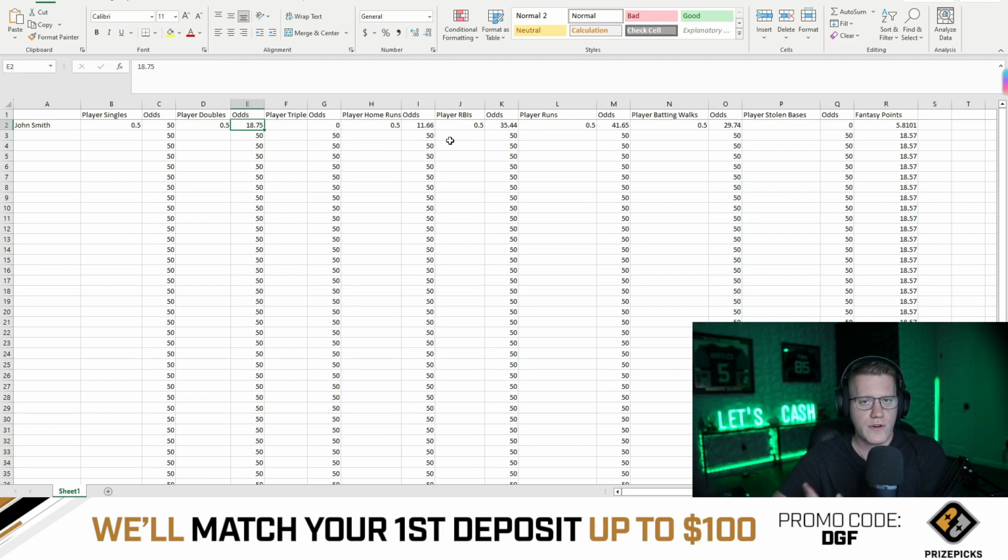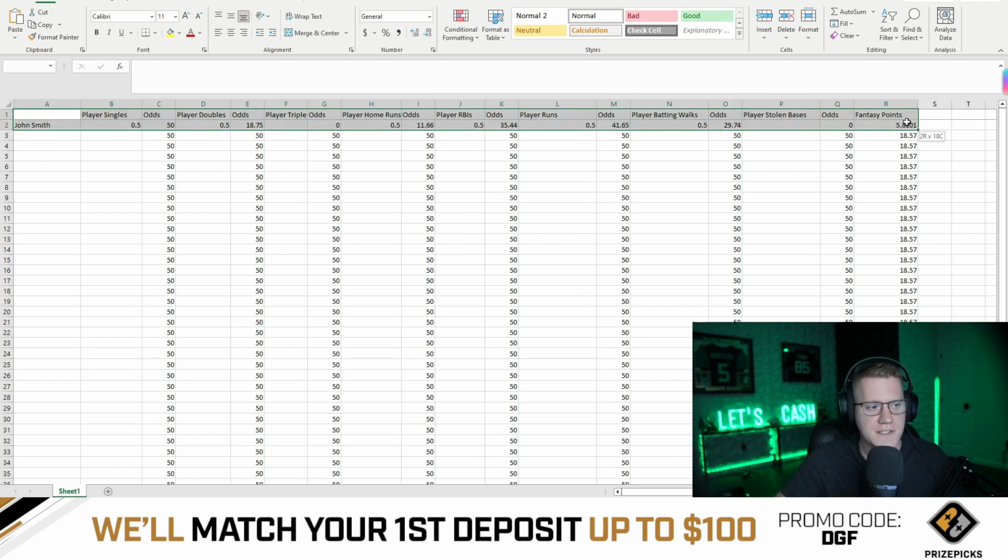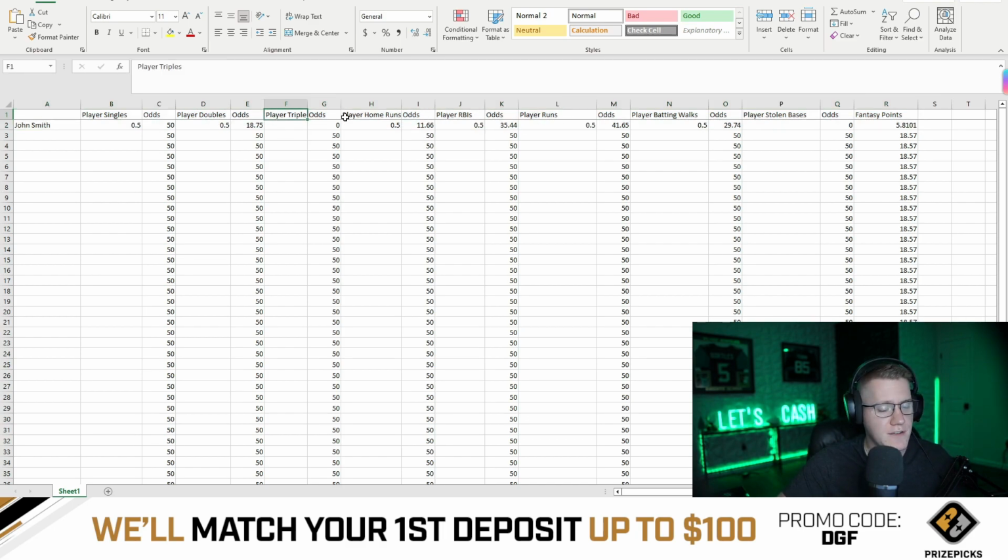We take out the over and under juice of each specific player prop given the calculation for Prizepicks fantasy score, and we do that for every single prop involved in that calculation, for player triples, for player home runs, for player RBIs, player runs, you guys get it. And then we take a look at the multipliers put into the Prizepicks fantasy score calculation.